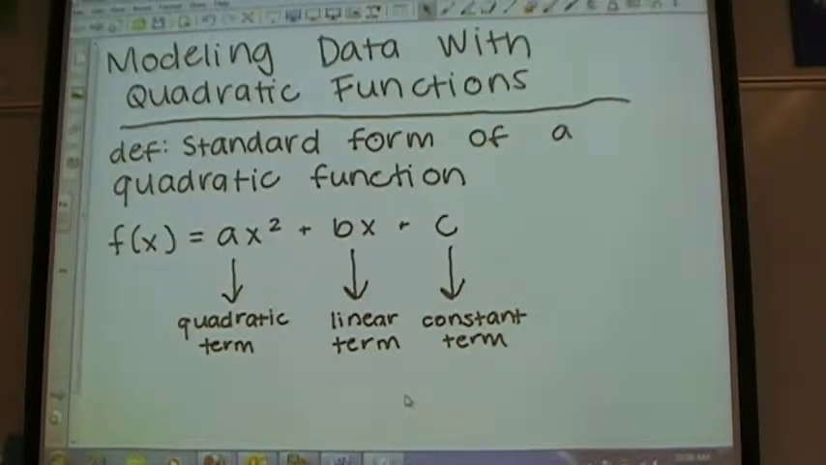Modeling data with quadratic functions. You have a definition. Write down your definition. Standard form of a quadratic function: f of x equals ax squared plus bx plus c is the standard form. That is complicated. Isn't f of x the same as y? Yes. So we can write y equals ax squared plus bx plus c.